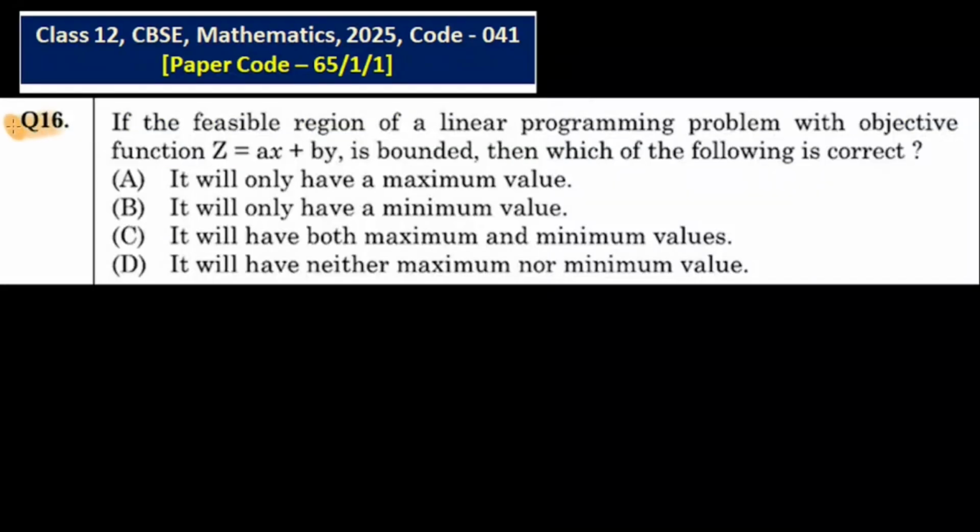Question 16. The feasible region of a linear programming problem with the given objective function is bounded. Then we have to tell which of the following is correct. When the feasible region of an LPP is bounded, by theorem, it will have maximum and minimum values. Therefore, the rest of the options A, B and C are incorrect.